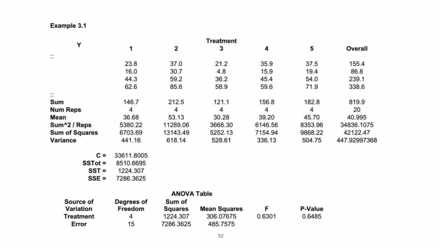Okay, and again, here's a spreadsheet showing this calculation, and this is the same type of spreadsheet that I used back in the previous module for completely randomized designs. So again, we're ignoring blocking in this ANOVA, right? And so anyway, we see that the p-value is 0.6485.